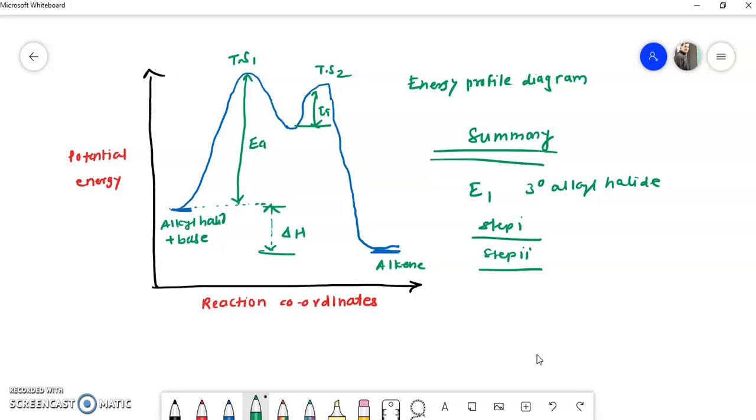In the previous video we have seen E2 elimination. In this video we have studied E1 elimination. In the next video we will see what the factors influencing E1 and E2 elimination are.